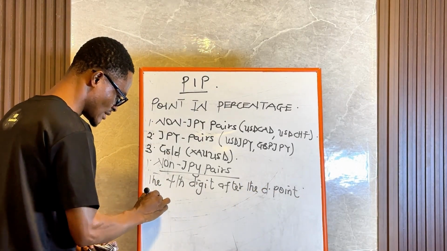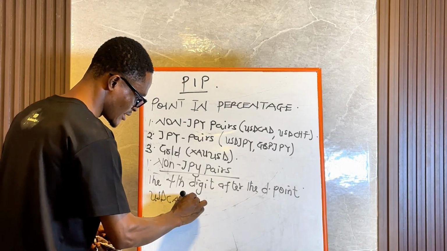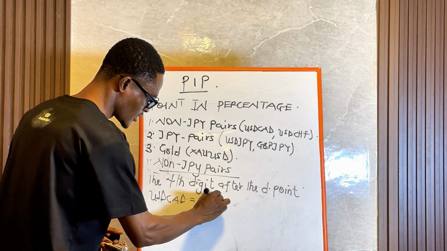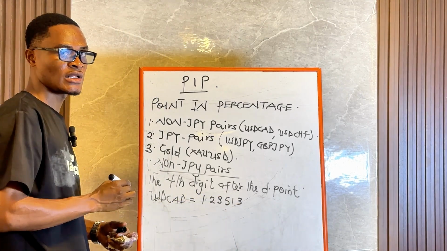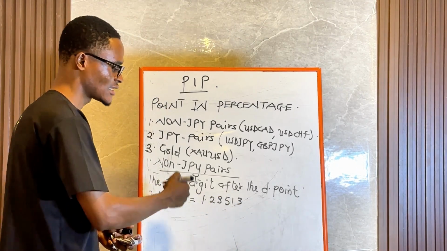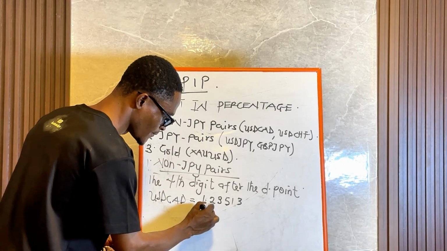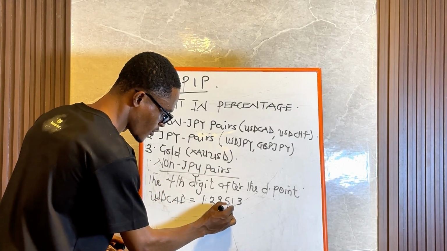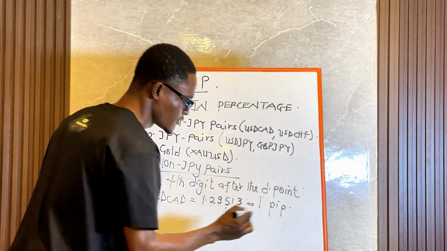Let's take USD CAD as the first example, against a price of 1.23513. What will be the pip? We skip the point and start to count. The fourth digit will be the pip. So 1, 2, 3, 4. So the pip here is 1 pip. That is 1 pip move.